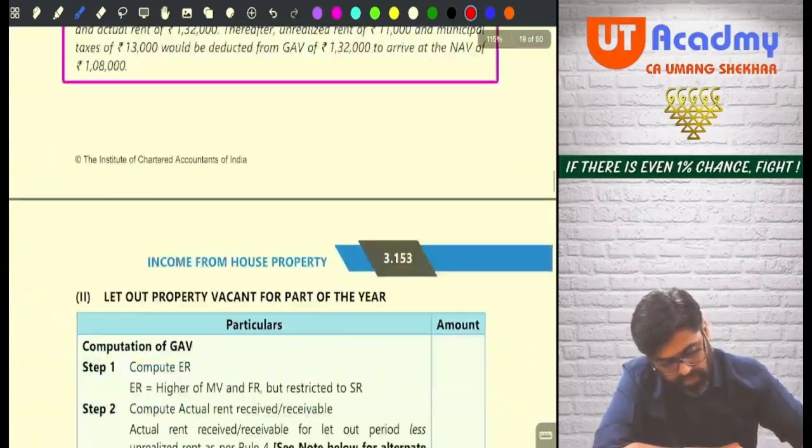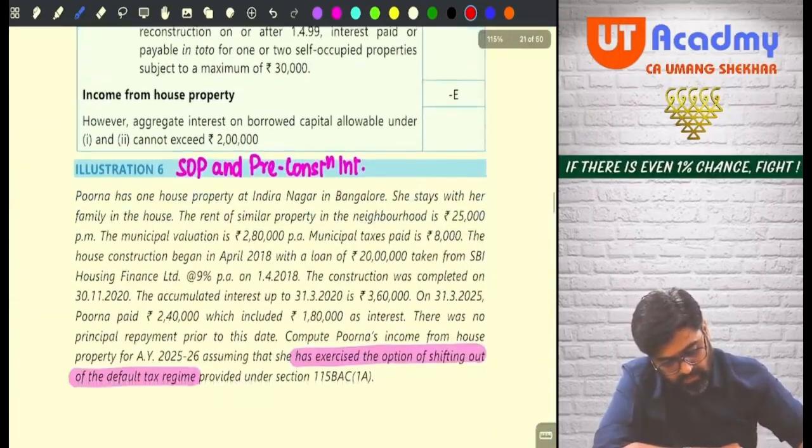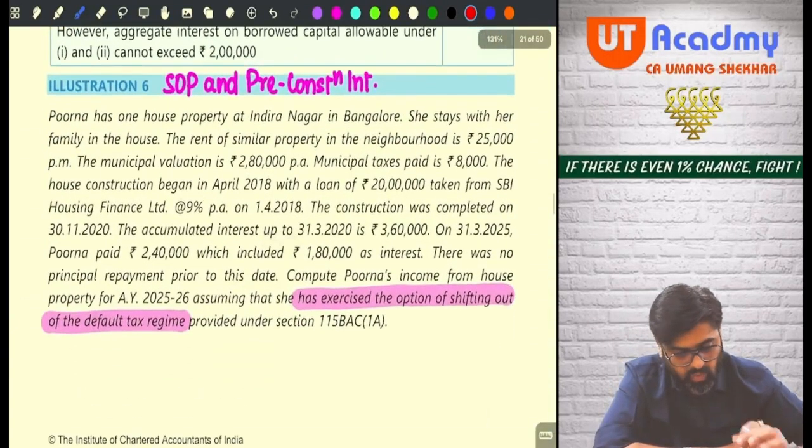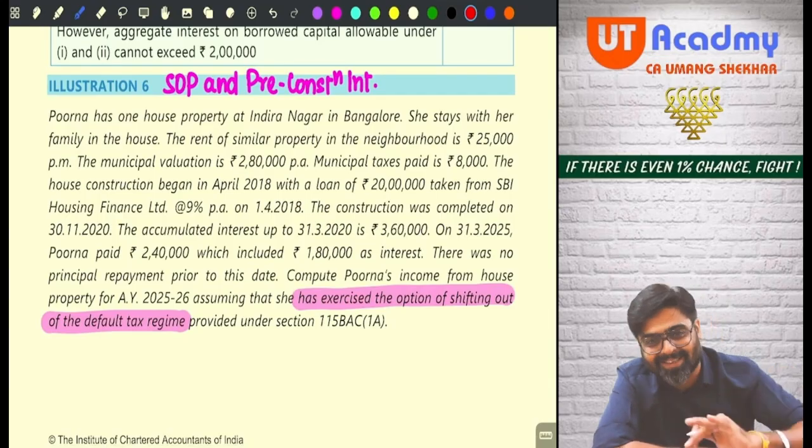3, 4 is also done and 5 is also done. Okay. Now illustration number 6. Good question. Now in this, SOP and interest is not there. SOP and pre-construction interest is also there.